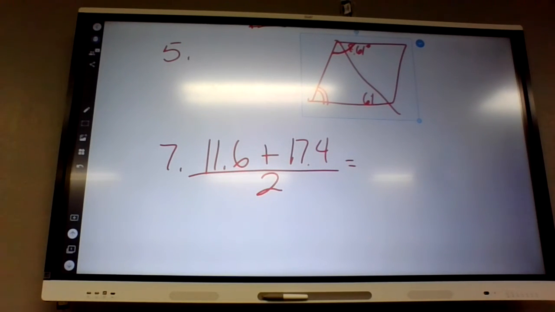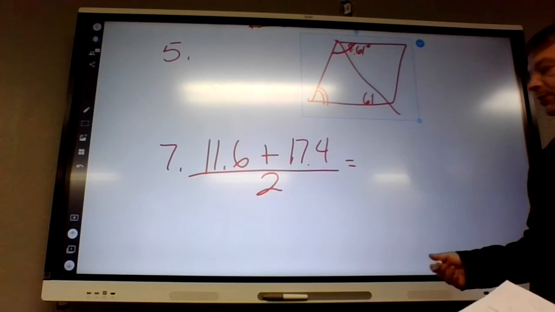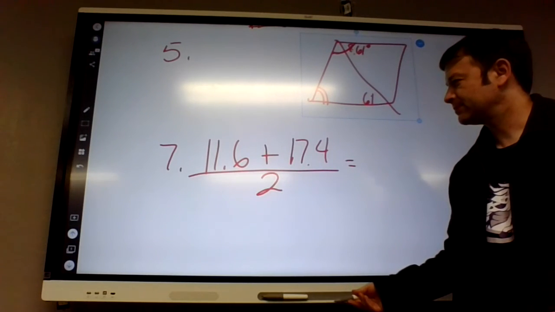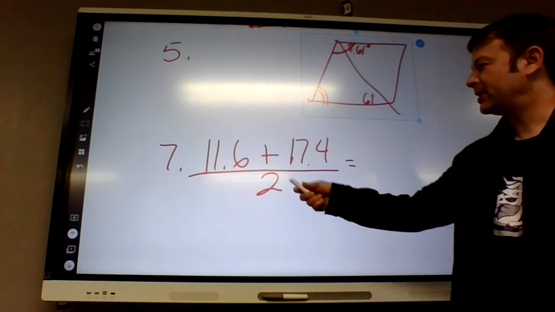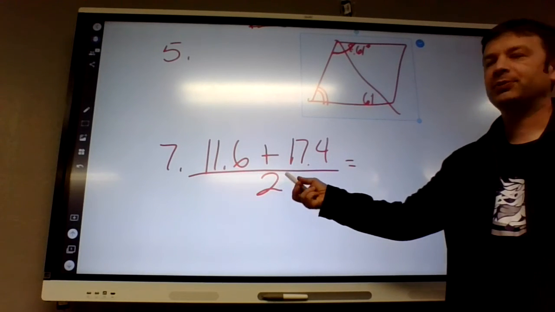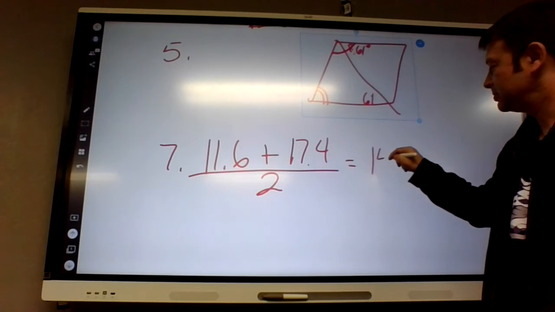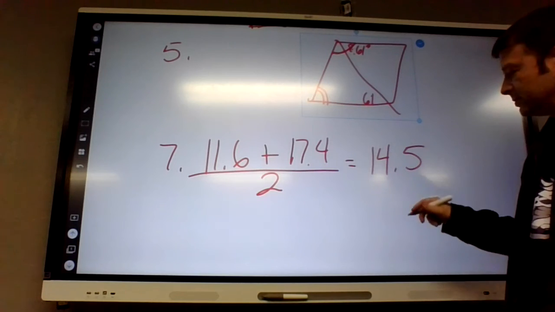Alright, we're getting close. I think these last ones might have been on the other thing, but that's okay. What is the most specific name for the figure? Oh, are you guys done with 7? Sorry. I think that is 29 divided by 2. What's 29 divided by 2?